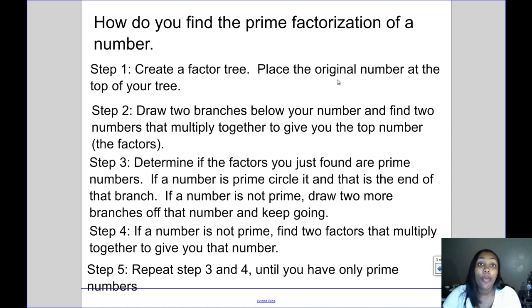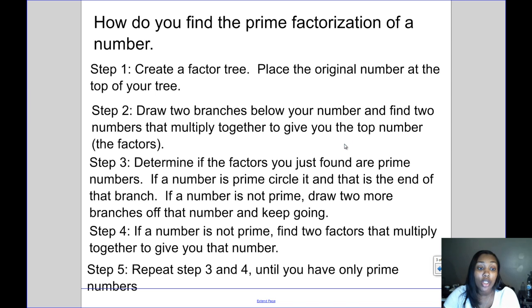So how do you find the prime factorization of a number? Your first step is to create a factor tree, and I'm going to show you in the next slide what that looks like. You're going to place the original number at the top of your tree. Step 2 is you're going to draw two branches below your number and find two numbers that multiply together to give you the top number. So let's say your top number was 10. You would think about two numbers that multiply to give you 10, like 2 and 5.